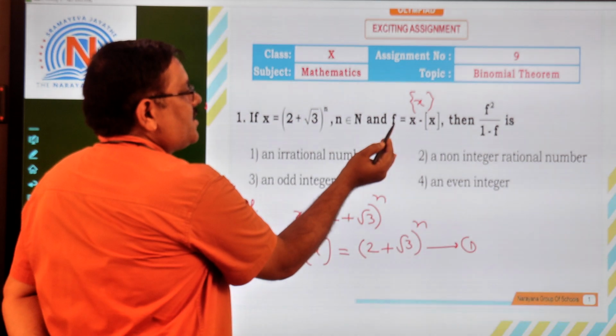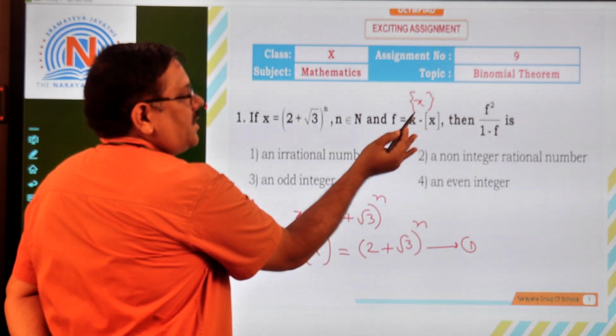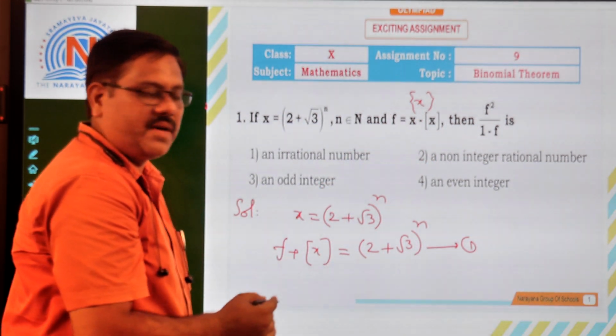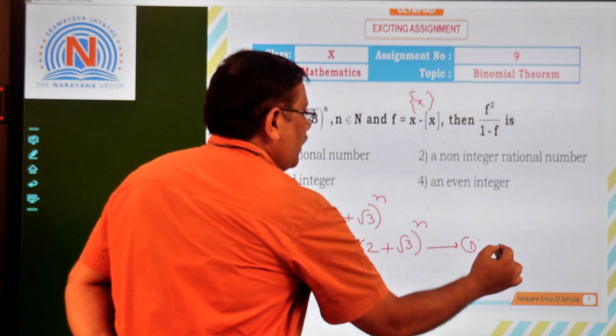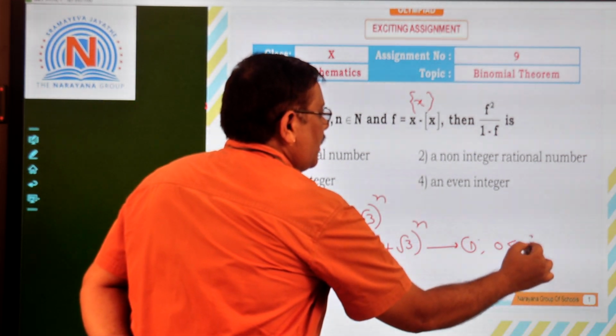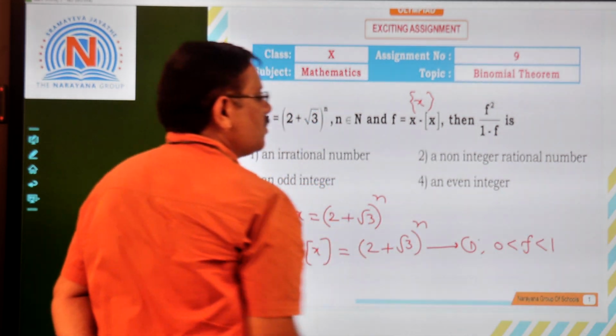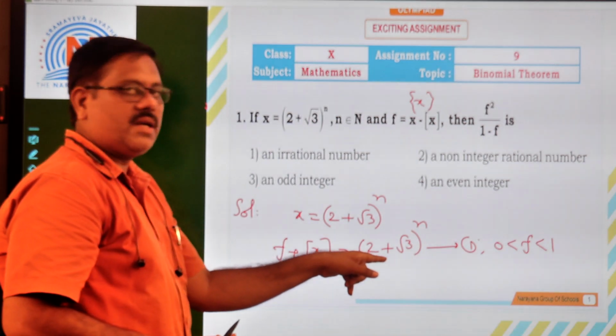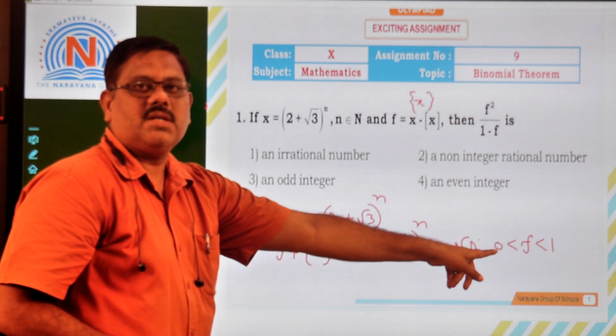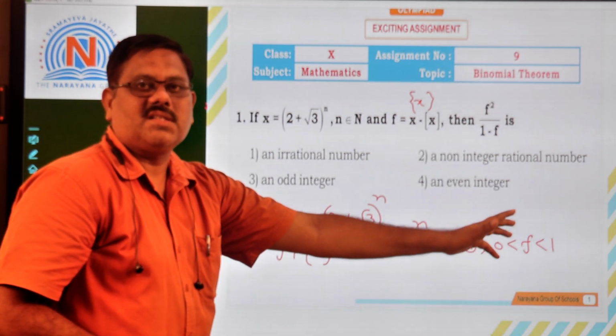Similarly, here f is said to be x minus [x], that is otherwise we are calling it the fractional part of x. Therefore, we can say one more condition here, that condition is 0 < f < 1. This is also a very important condition for us. First condition is f plus [x] we are taking, and similarly 0 < f < 1.